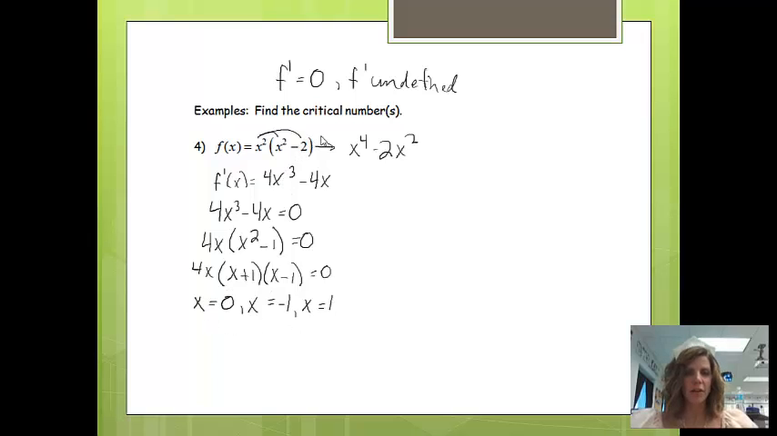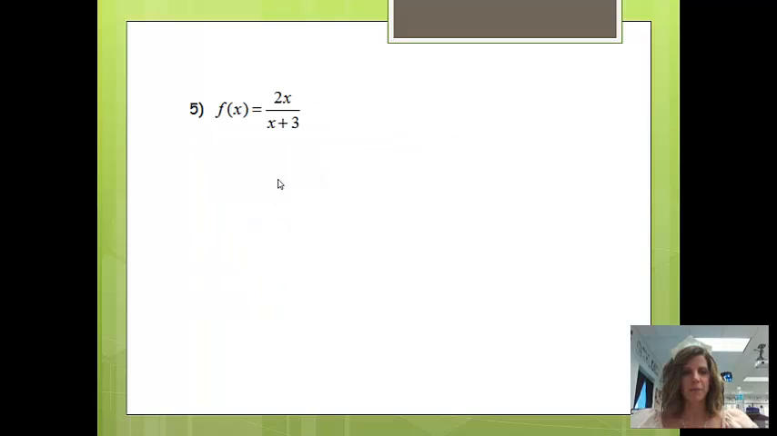And then I'll notice there's no place where the derivative is undefined because there's no denominator in the derivative. You will notice that this is very similar to when we're finding horizontal and vertical tangent lines, because if you noticed, if the derivative was 0, then we do have a horizontal tangent line occurring there. Okay, let's look at the next example.